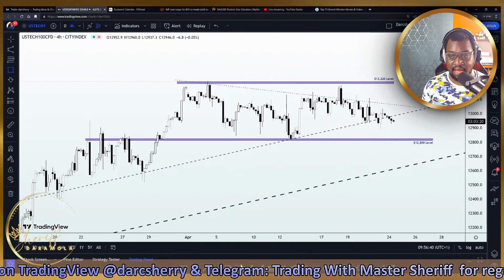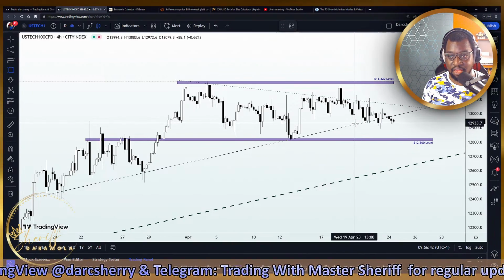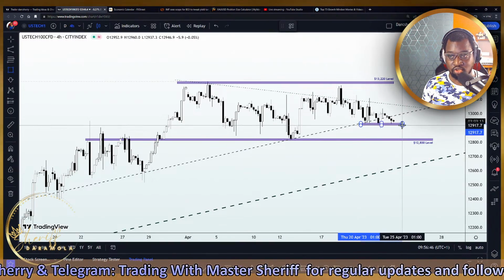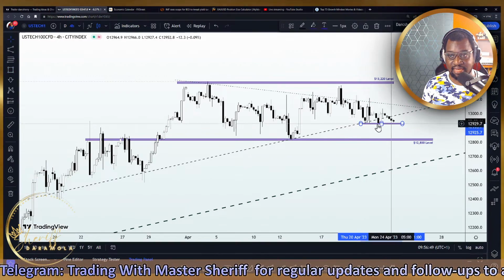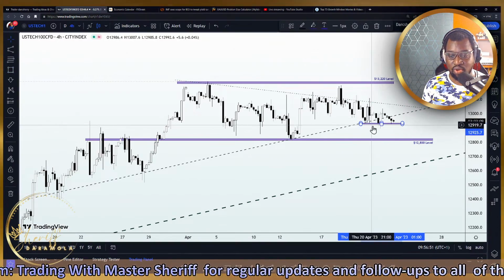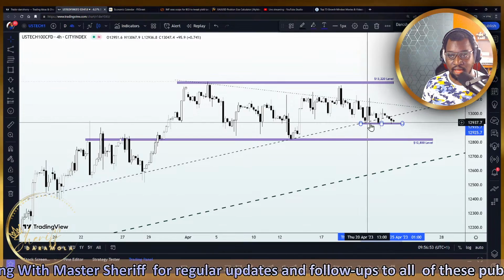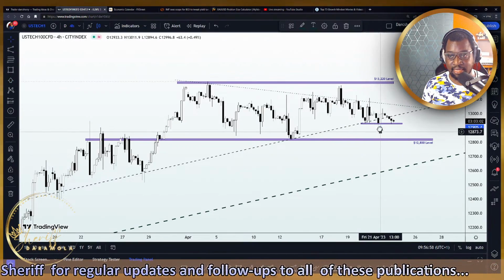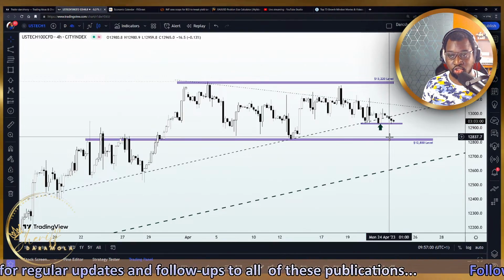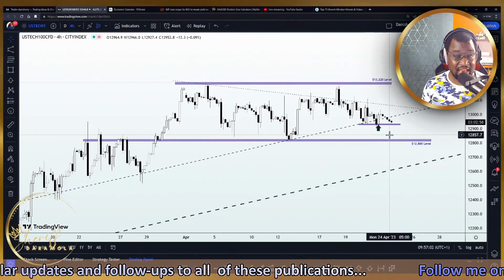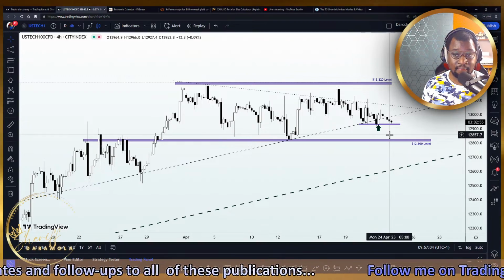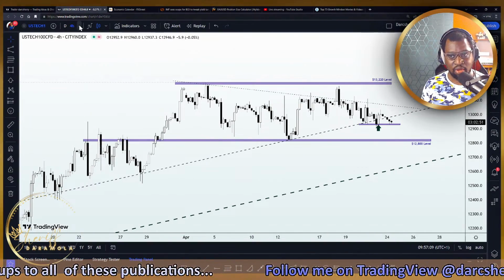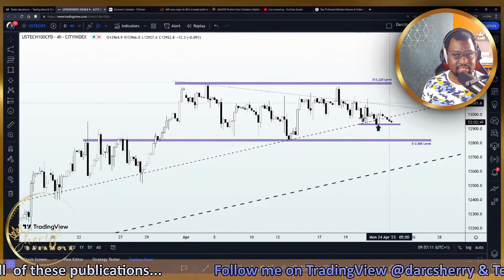giving us a situation where we have a demand zone around this area, around the 12,000. So you can see what is happening here. We can see that at every point in time, we have been seeing this whole area being rejected by the buyers, negating all attempts by the sellers to break down that structure. So at this point in time, it is looking a little bit bullish if we consider the long-term bullish momentum in this market.